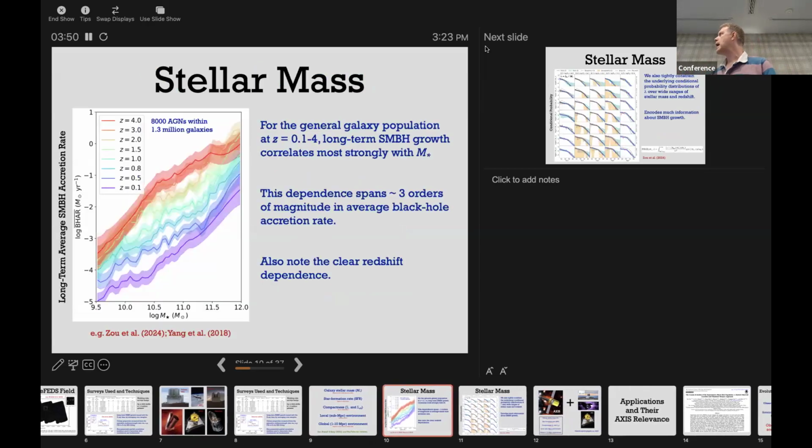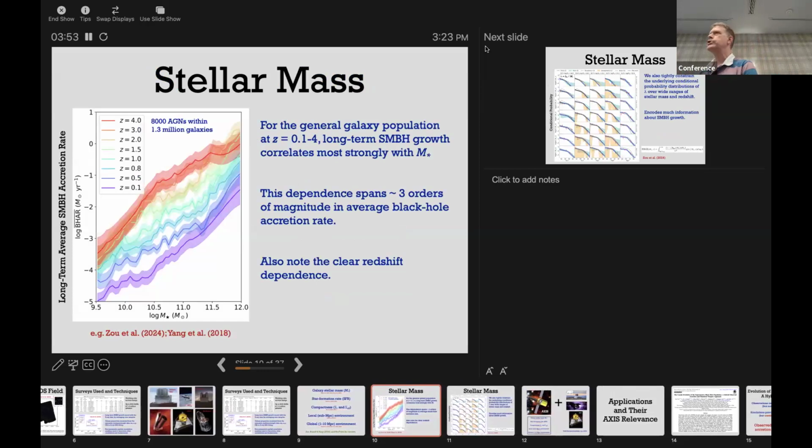The one thing I do want to highlight is this correlation with stellar mass. This is one that will be relevant to the AXIS application that I'll be discussing. For the general galaxy population, taken as a whole, spanning a very broad range of redshift from the local universe all the way up to redshift 4, long-term supermassive black hole growth seems to correlate most strongly with galaxy stellar mass. You can see the correlation plotted there. It's a strong effect, spanning about 3 orders of magnitude in average black hole accretion rate across that range of galaxy stellar mass.